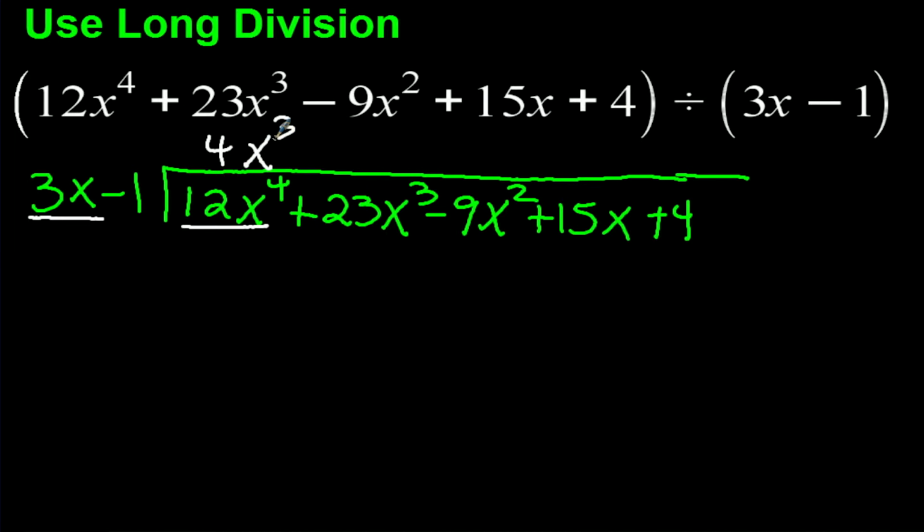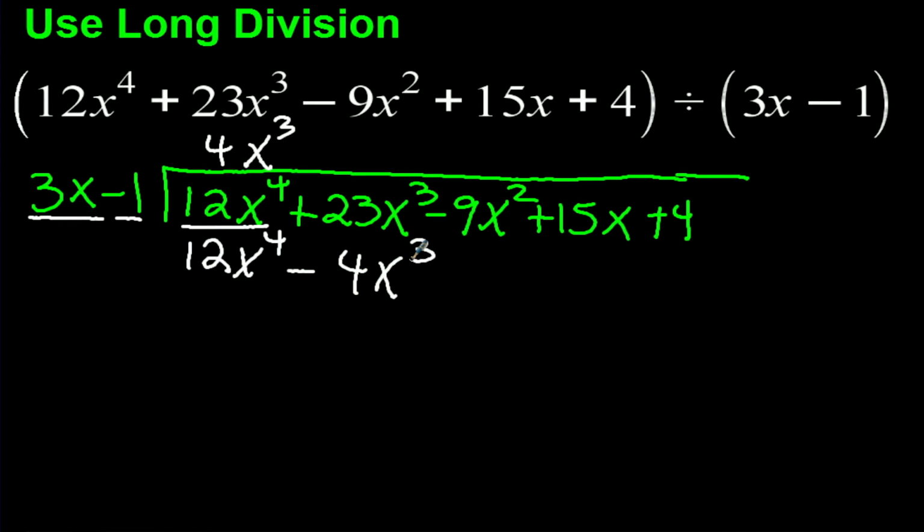4x cubed times. Or another way of looking at it, you can say, okay, what do I have to multiply times 3x to turn it into 12x to the fourth? In that case, I have to multiply 3 times 4 to get 12, and I have to multiply x times x to the third to get x to the fourth. So 4 times 3 is 12, and x cubed times x gives me x to the fourth, which is what I want. But I also have to remember to use the second part of my binomial. So I multiply 4x cubed times a negative 1, which gives me a negative 4x cubed.